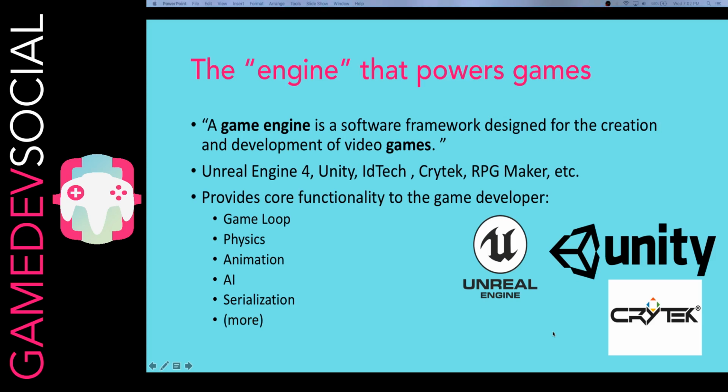On top of the stuff that runs in the loop, the engine can help us load assets and visualize things before we work on them. So a lot of things like physics, animation, AI, serialization. You might not be familiar with all the terms, but these are all tools that the game engine provides. It's basically providing you tools to simplify the making of your game.